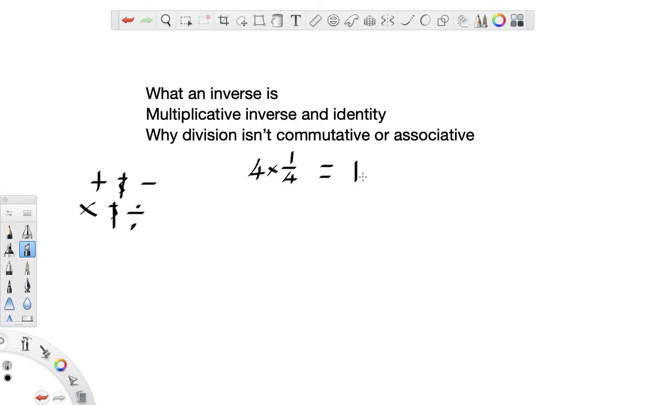And then the last thing we looked at was why division isn't commutative or associative. So the big thing there is it does matter what way around we divide things, whereas when we multiply, for example, it doesn't matter.